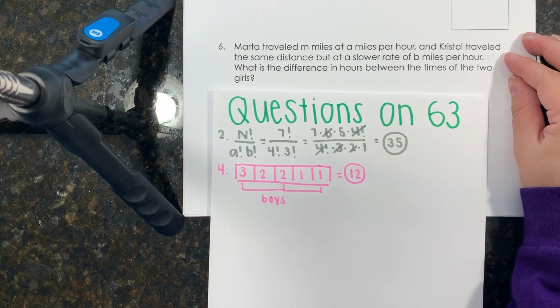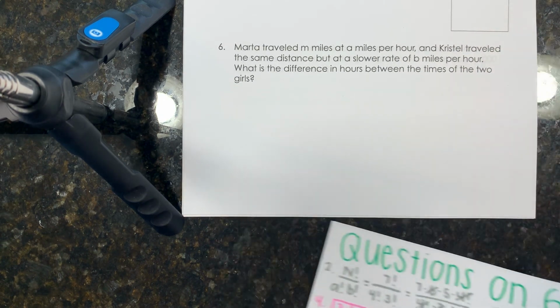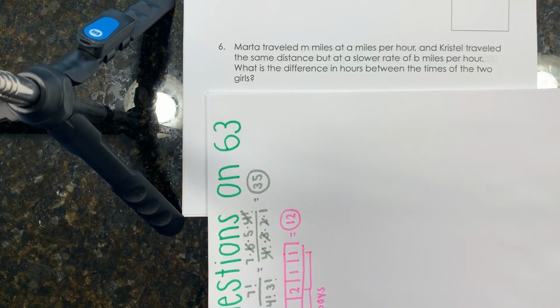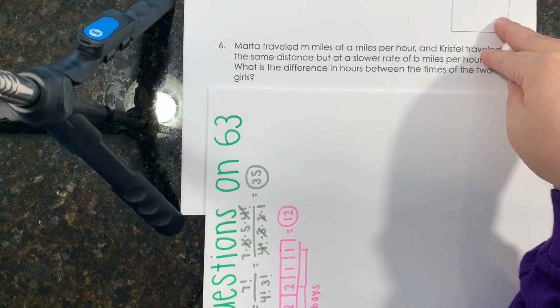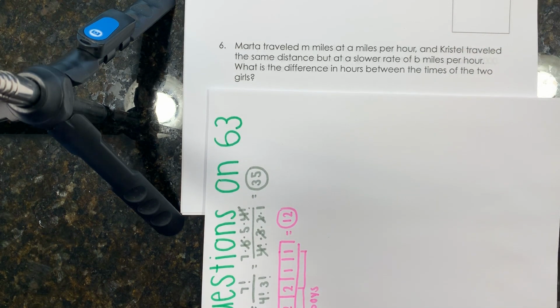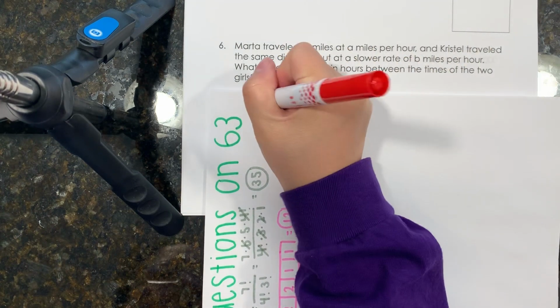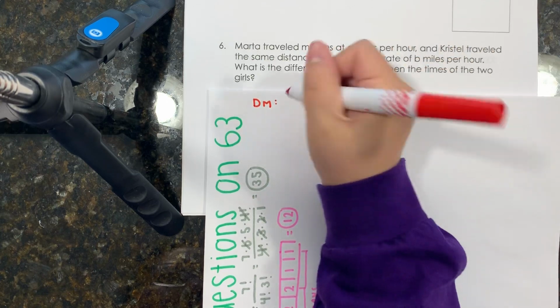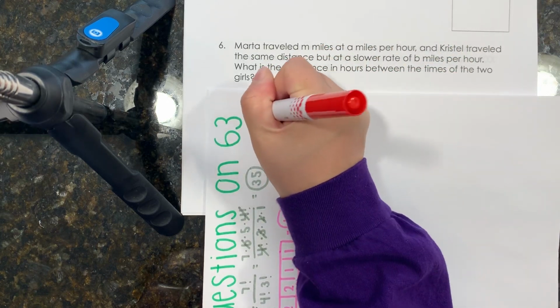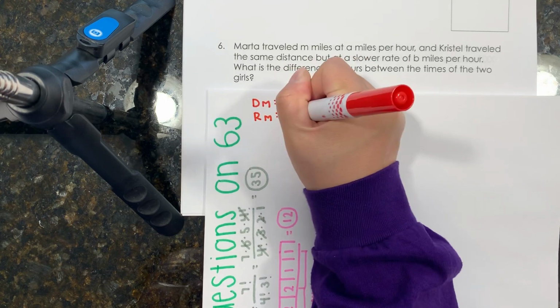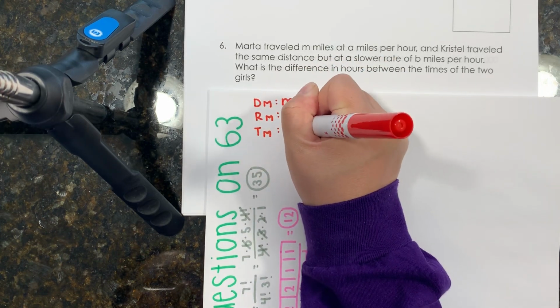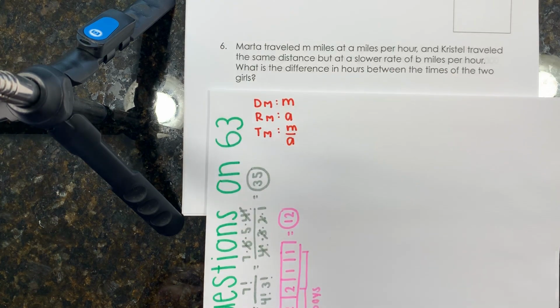Next, we're going to look at number 6. So for number 6, we have Marta traveled m miles at a miles per hour, and Christelle traveled the same distance but at a slower rate of b miles per hour. What is the difference in hours between the times of the 2 girls? Well, I'm going to start with the distance of Marta is going to be m, and the rate of Marta is going to be a, which means that the time of Marta is going to be m over a, distance divided by rate.